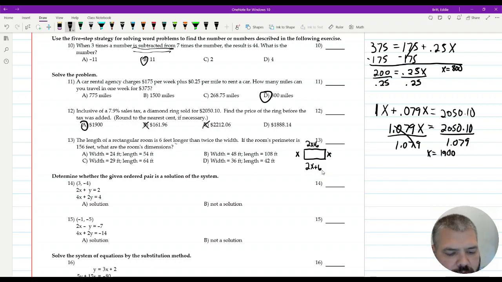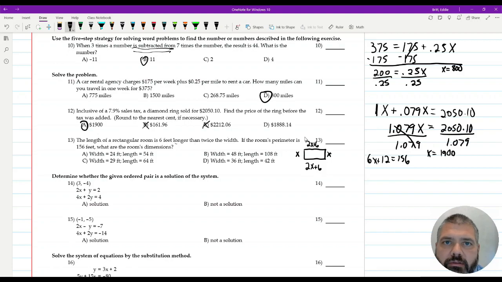We're also told that the perimeter, that's all the way around, is equal to 156 feet. And now we want to know the dimensions, the width and the length. Now, if we can solve for x, we will have the width. Once we have the width, if we come back and plug it in, 2x plus 6, we'll have the length. So let's add all the sides up, because that's what perimeter means. So we have x plus 2x plus 6 plus x plus 2x plus 6. That's going to be 6x plus 12 equals 156, because we were told the perimeter is 156.